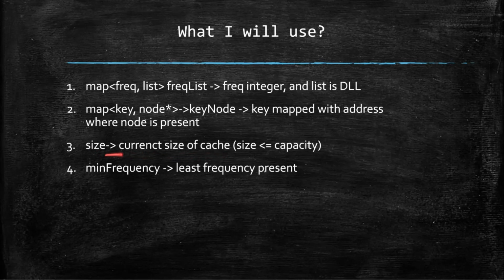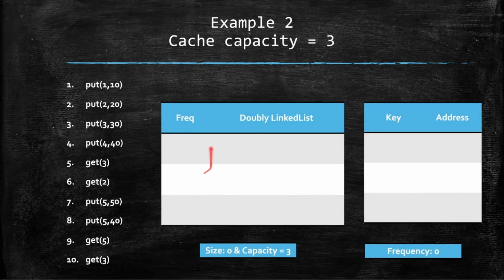It will have the current size of the cache. If the size is equal to or exceeds the capacity value, that's a problem, right? So we have to delete some node for that. And another element which I will take is the minimum frequency. It will store the minimum frequency currently in my data structure, right? So let's look into another example, number 2, in which I will explain how I will use all this to get to the implementation of the LFU cache.